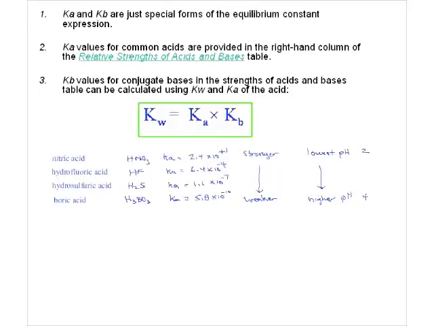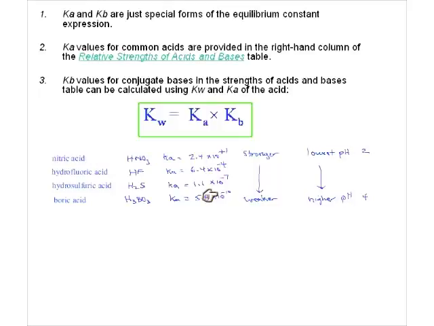Before we do that, we've got a few acids listed here. We have nitric acid, hydrofluoric acid, hydrosulfuric acid, and boric acid. We simply went to the table and listed their formulas, and we then listed the Ka values of each acid as we went down the table. And you notice that we're going from a +1 to a -4 to a -7 to a -10.